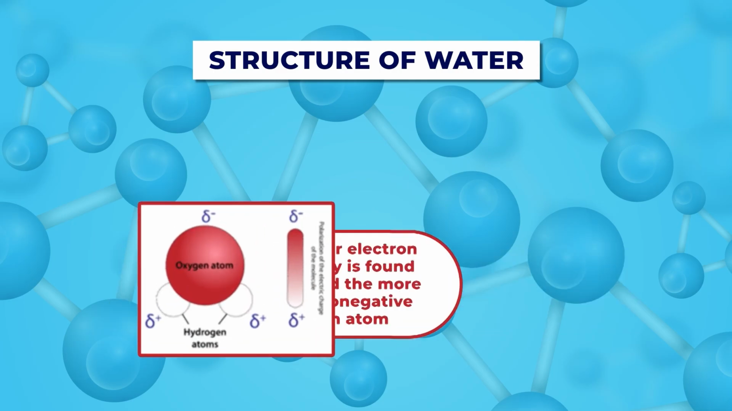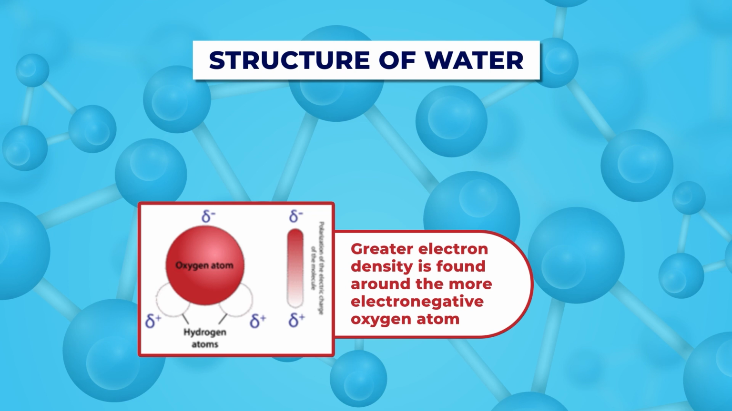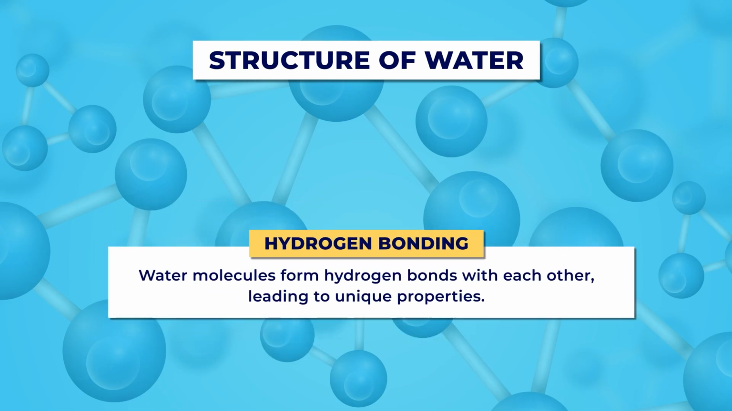The electron density is found more on the negative part of the molecule. This leads to hydrogen bonding, and this hydrogen bonding is responsible for the unique properties of water, which we will be discussing shortly.